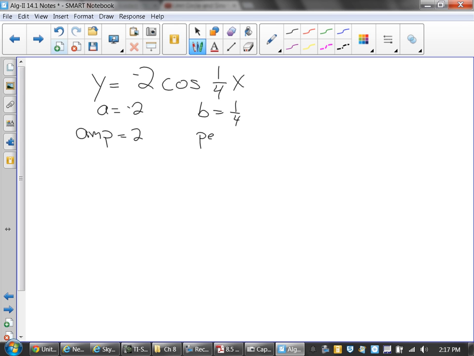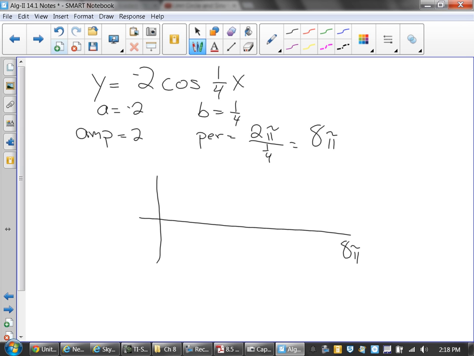My period, and this is where people will mess up, is 2 pi divided by 1/4. So it's 8 pi. One of the tricks here, guys, anytime your b value is fractional, just multiply by the reciprocal to get your period. So I know that my period is going to wind up being 8 pi. So instead of taking 2 pi to get around 1 revolution, it takes 8 pi to get around 1 revolution. So my last point out here is 8 pi.